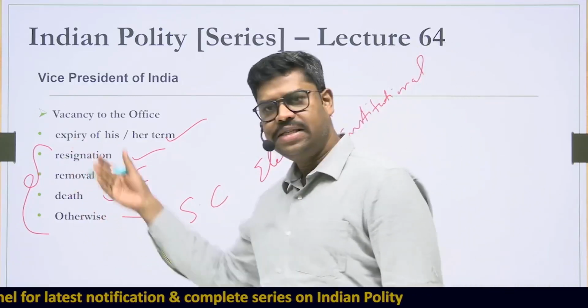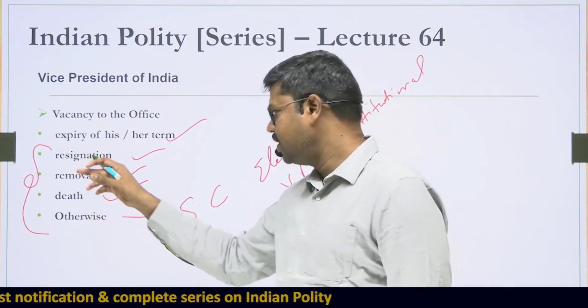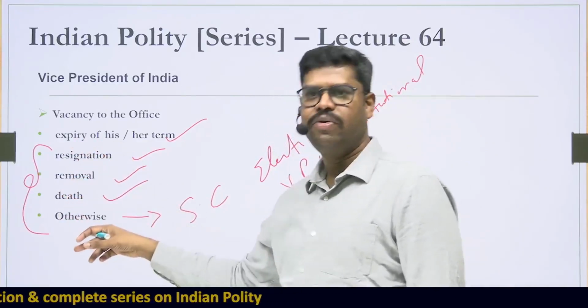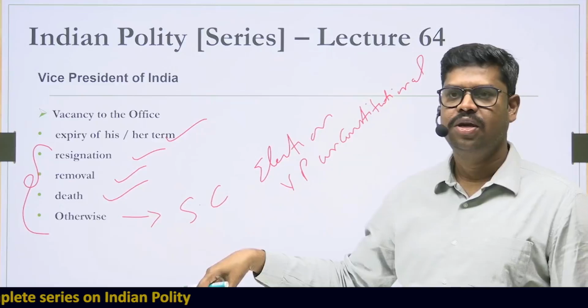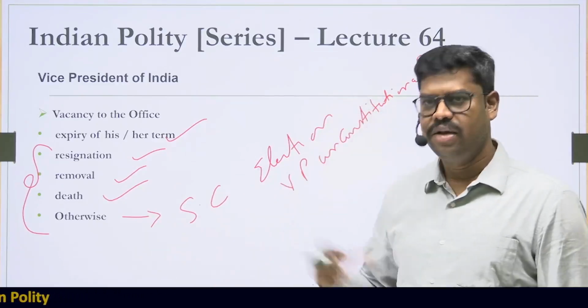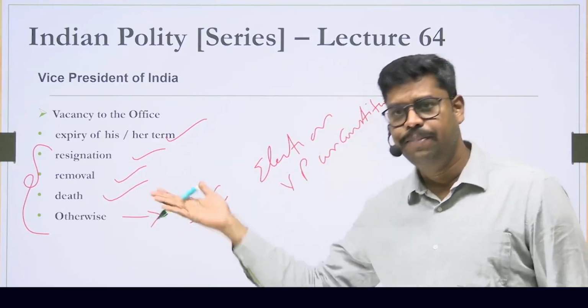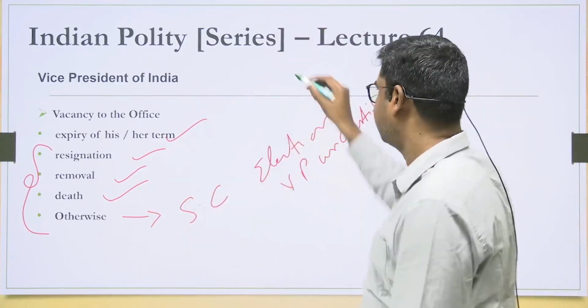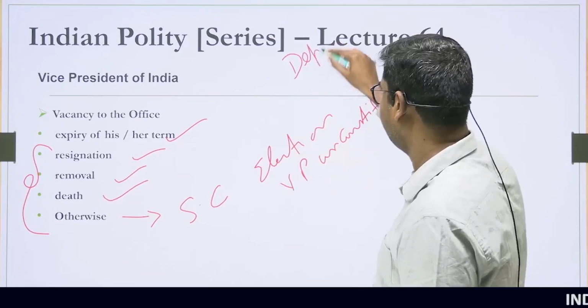So, if a vacancy arises because of resignation, removal, death or otherwise in the office of the vice president, who is supposed to act as the ex officio chairman of Rajya Sabha, and if the vice president is not there, then the deputy chairman of Rajya Sabha would act as the chairman of Rajya Sabha. So, this is very important.